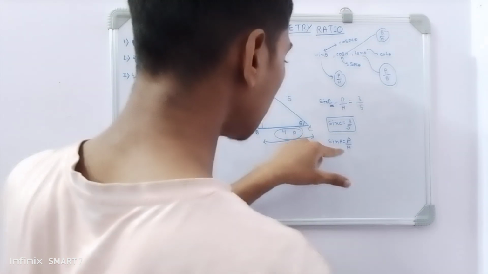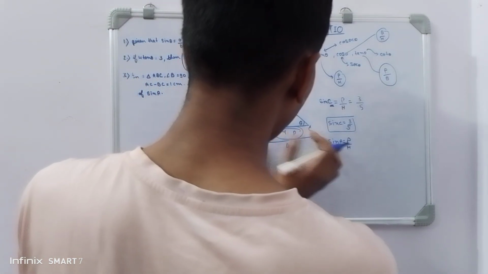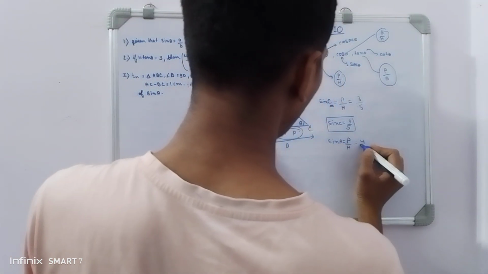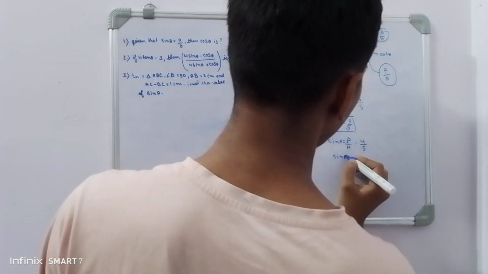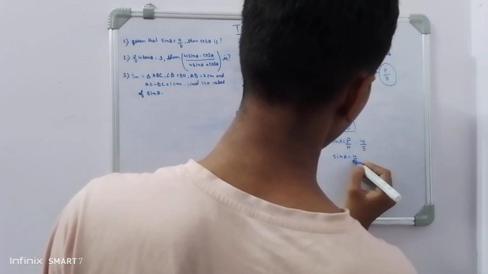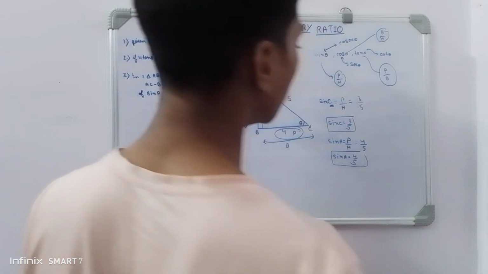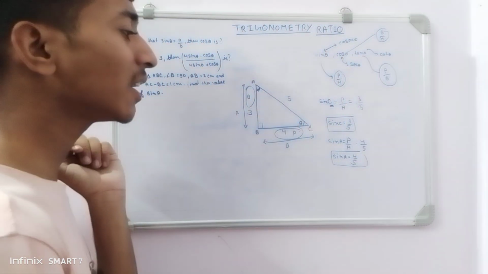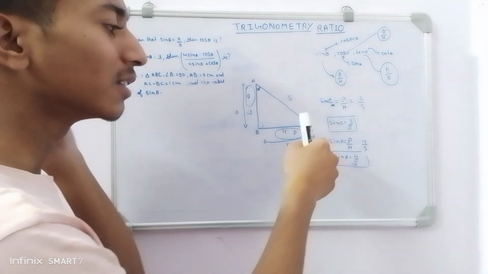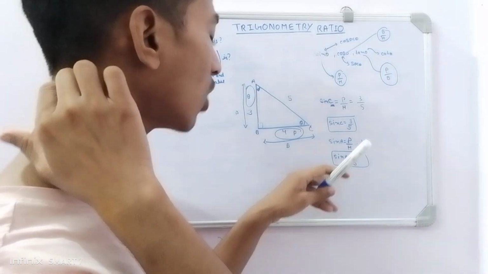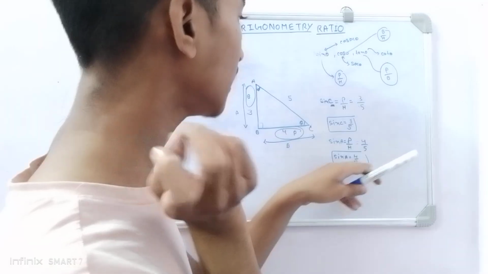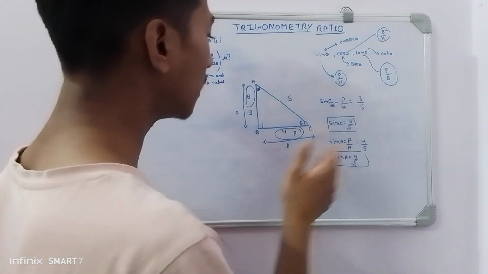And for this angle A, the P becomes 4, and the hypotenuse remains 5. So sine A is equal to 4 by 5. So as you can see, when we change the angle, the values of sine A and sine C also change. And I think you understood how we have to use sine A, sine C, or like this for multiple angles.